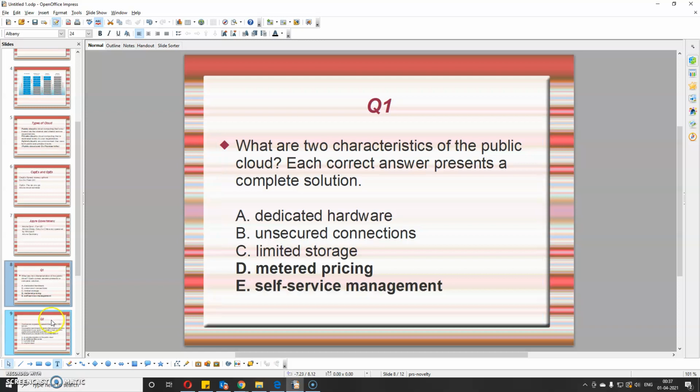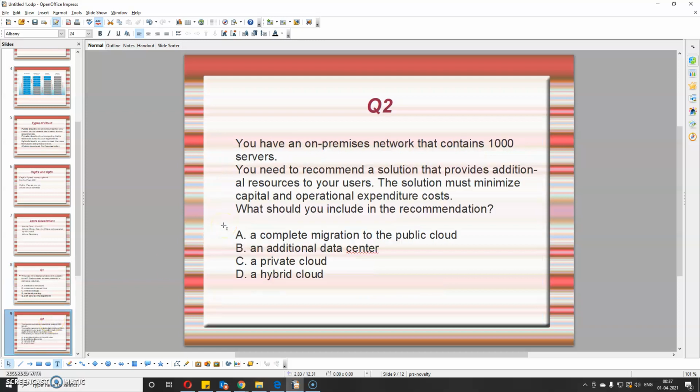I'll go to the next slide. You have an on-premises network that contains thousands of servers. You need to recommend a solution that provides additional resources to your users. Okay, so they have thousands of servers, they want a few additional resources for the users. The solution must minimize the capital and operational expenditure cost. What should you include in the recommendation?